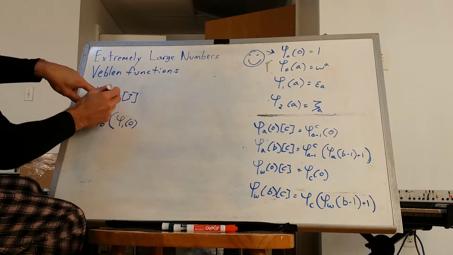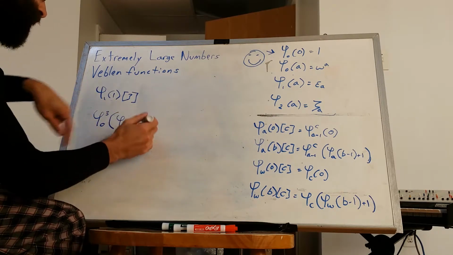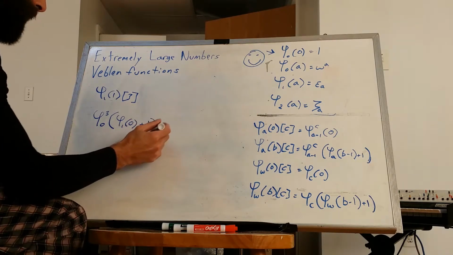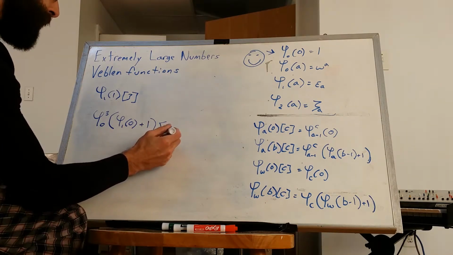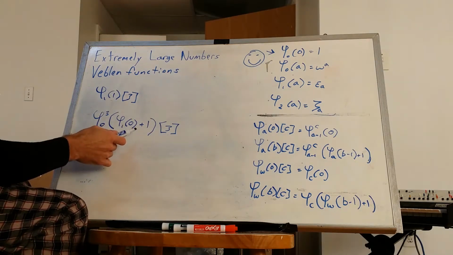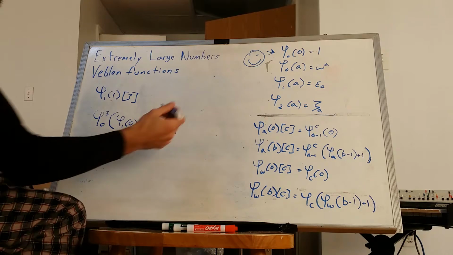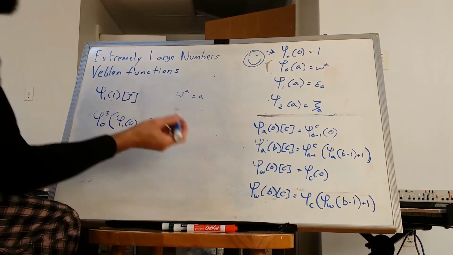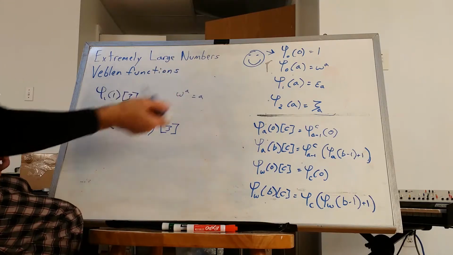And then we're going to tack on a plus 1 after the function. So this seems a little strange, and you might wonder where this is coming from. But basically, the Veblen function has built within it a way to escape the fixed point trap. And the fixed point trap is that thing where you have omega to the a is equal to a. So you have the function kind of collapsing in on itself.